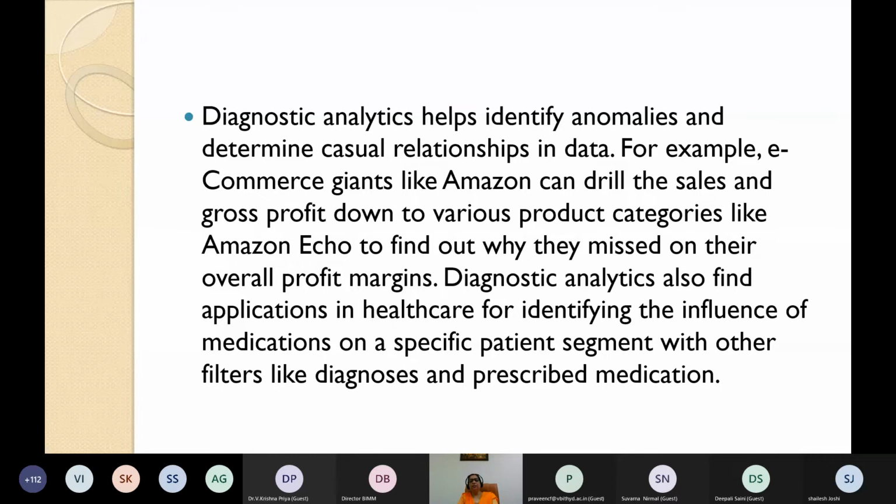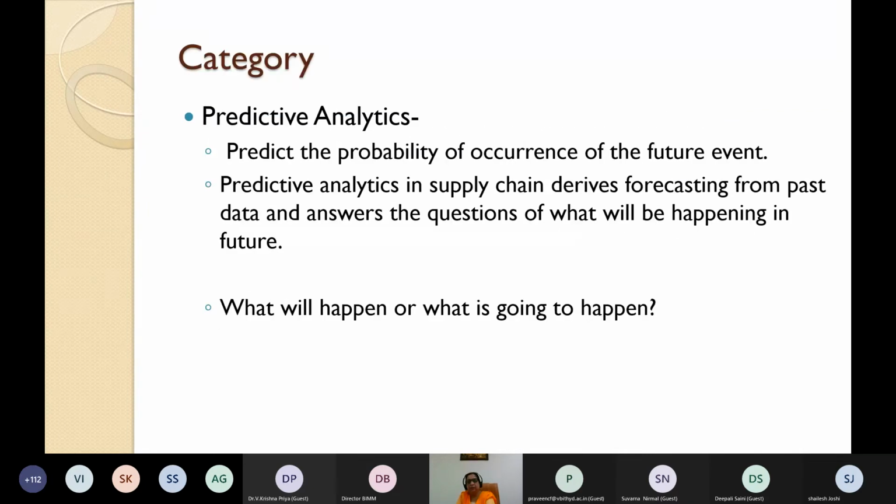And it has a very major application in healthcare because it tries to identify the influence of medication. Today, as you can see, during the COVID times, diagnostic analytics is playing a very, very major role in vaccination and medication, because now we are assessing what impact mixing different kinds of vaccines will have on the curing or prevention of corona. So specific patient segments, diagnostic prescribed medication.